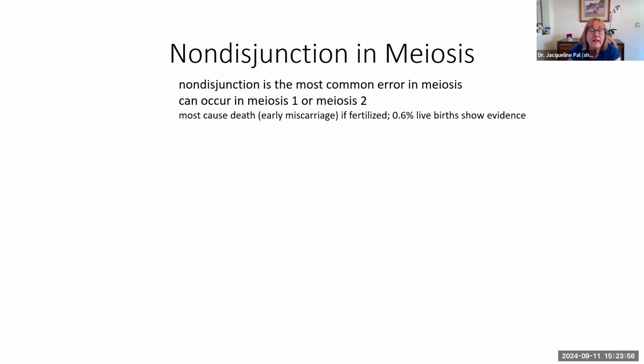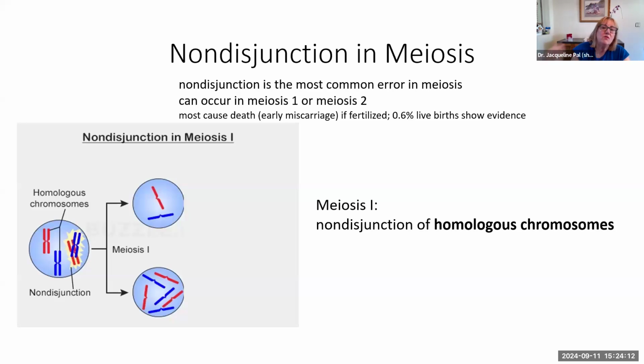We do know that in the live births, if we were to do chromosome analysis of every live birth, about 0.6% of live births do show evidence of non-disjunction. So there's quite a few of them that fly under the radar. So non-disjunction in meiosis 1 means the tetrads are not separating. So we're having non-disjunction of the homologous chromosomes where all 4 would go to one cell and none would go to the other cell.